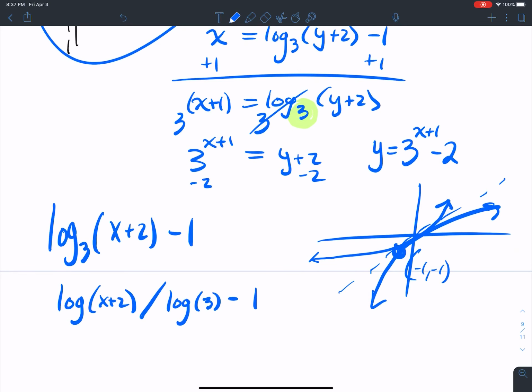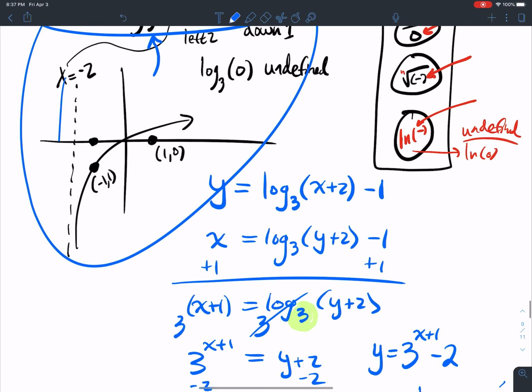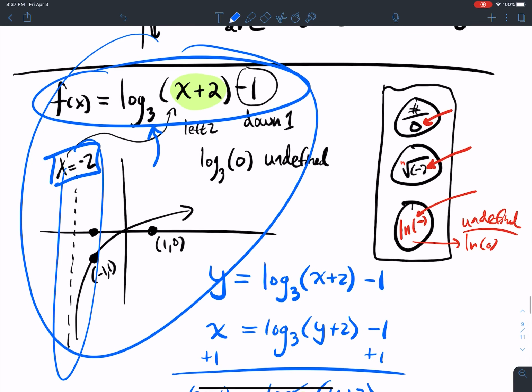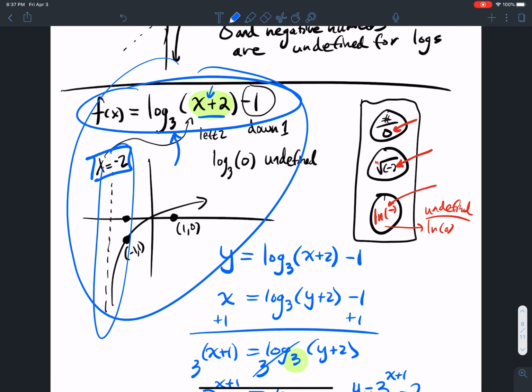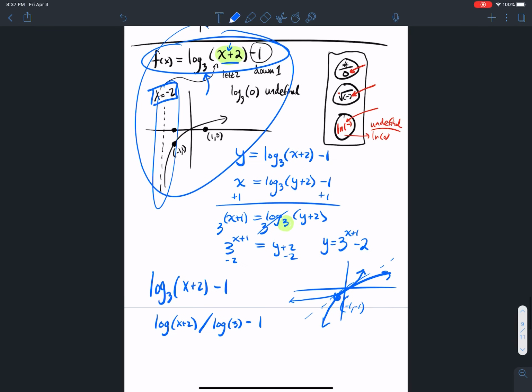So I might ask you, like on the test, what is this vertical asymptote here? Unless you know how to read this, you're not going to know. I can't plug in -2, otherwise I'm putting the log of 0, and that's bad. So that's kind of the trick you're going to use there for graphing your logs.